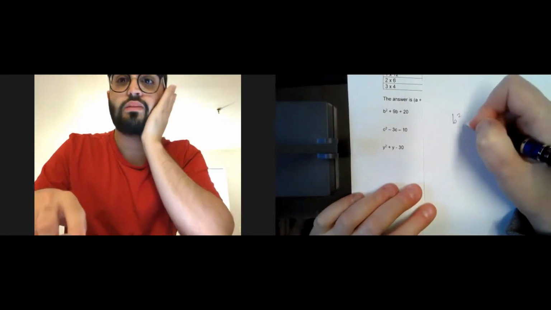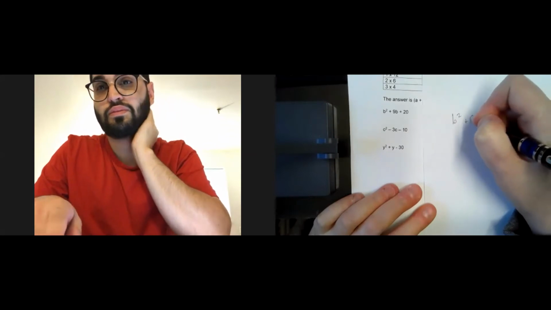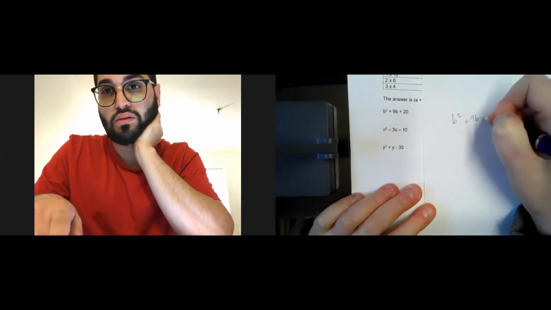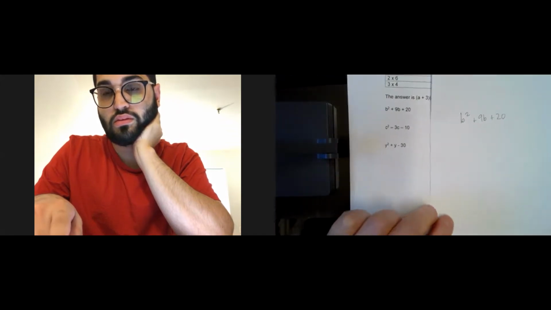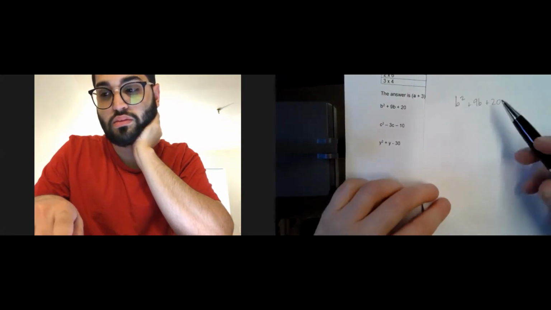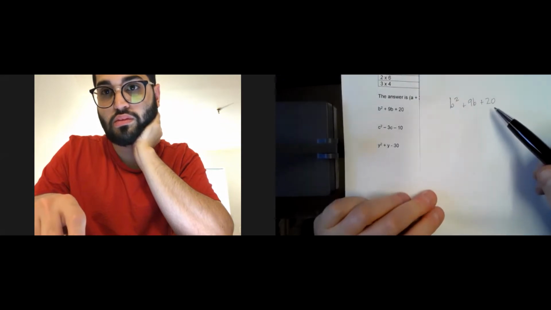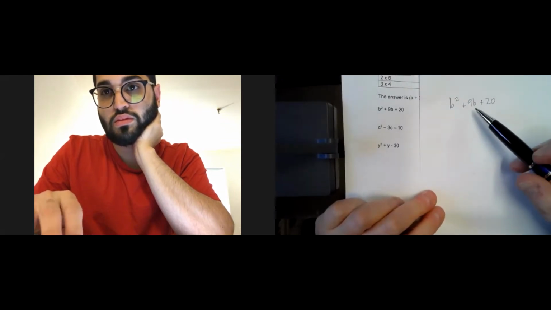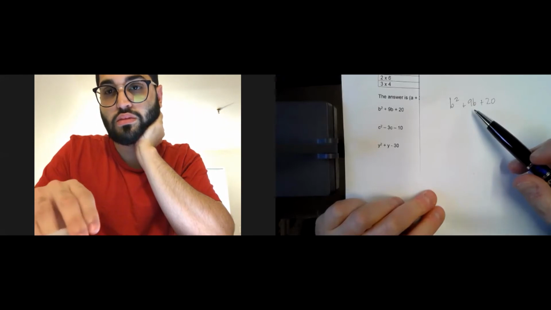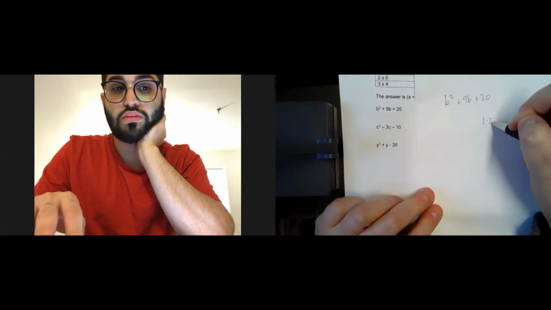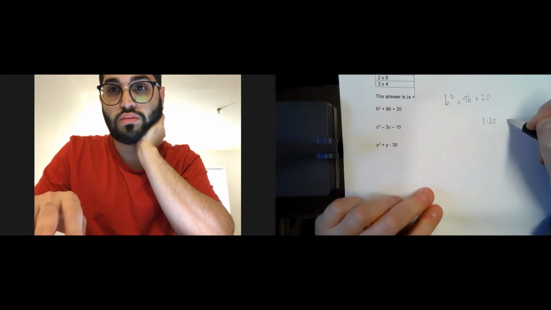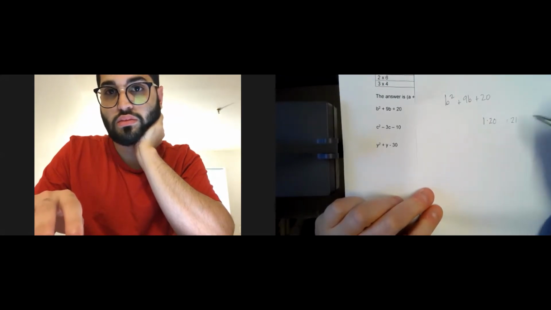So we've got b squared plus 9b plus 20. So we're looking for numbers that when they're multiplied equal 20, but when they're added equal 9. So let's just start with 1 times 20. And when they're added, they equal 21. So that's probably not it.